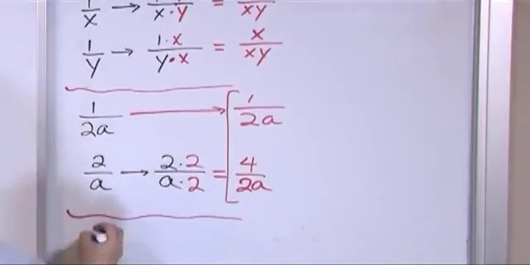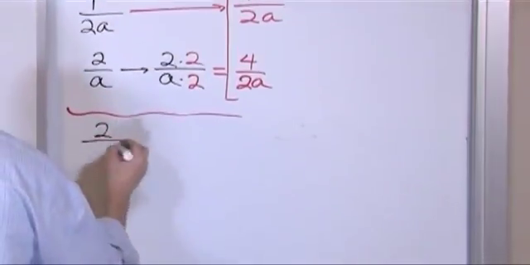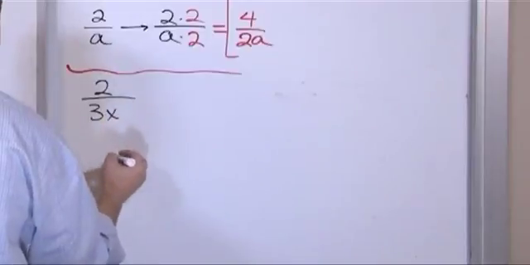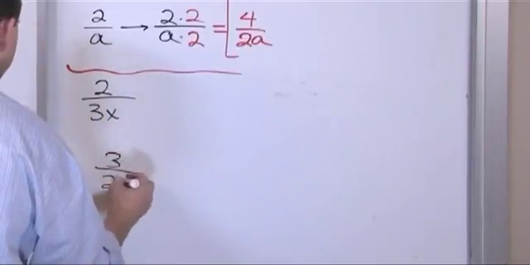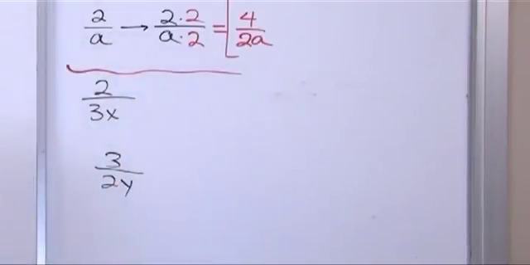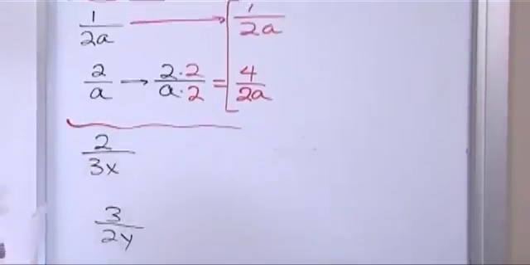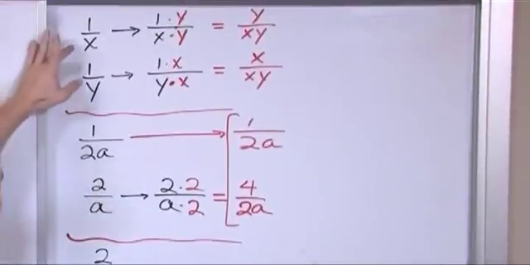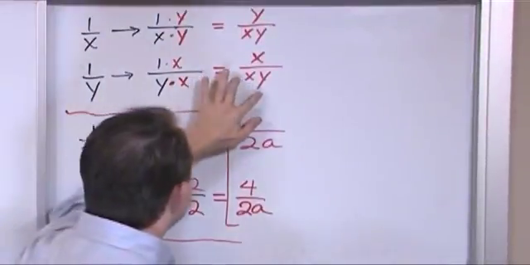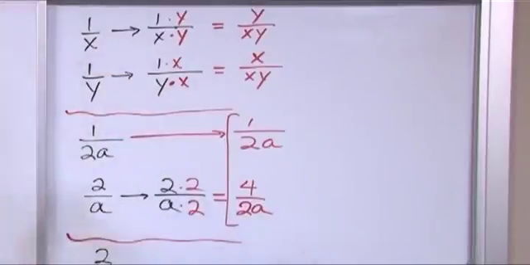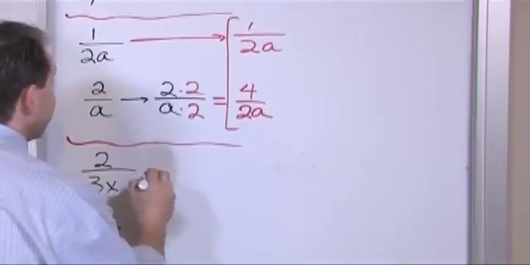Do one more final one. What if I have 2 over 3x and 3 over 2y, and I want to find a common denominator between the two? Well, like we said before with numbers, if you get stuck and you can't find a nice common denominator, you can always just multiply the denominators together to give you your common denominator. We did that up here actually, x and y. The common denominator we ended up with was just x times y, and that will always work as a denominator between the fractions if you can't find anything smaller.